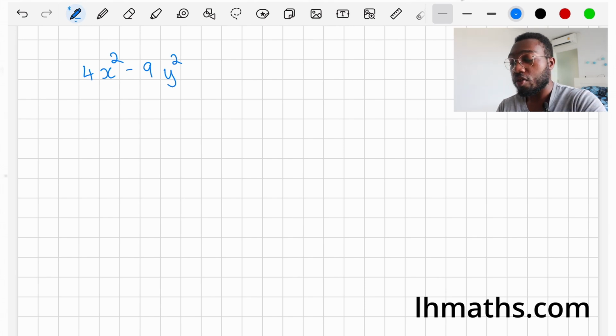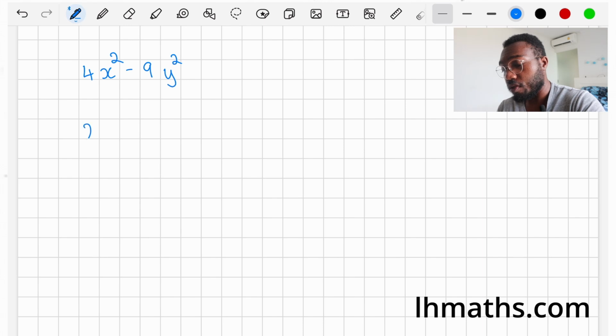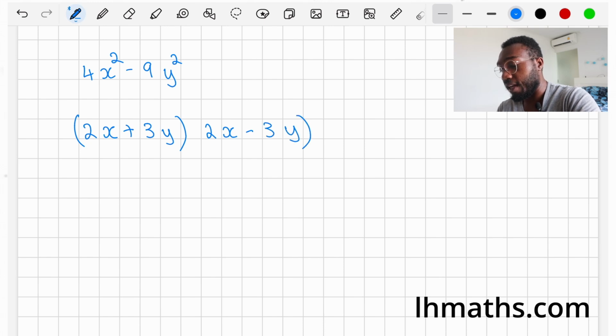Both 4 and 9 are square numbers, so we can use the difference of two squares method to work it out. The square root of 4 is 2, so we know we have 2 there. And because it's 4x squared, it's going to be 2x times 2x, so we're going to have a 2x here. Then with the 9y squared, the square root of 9 is 3, so it would be a 3y here. Then our second brackets would just be the same, just change the sign. So we'll be left with 2x plus 3y, and then 2x minus 3y.